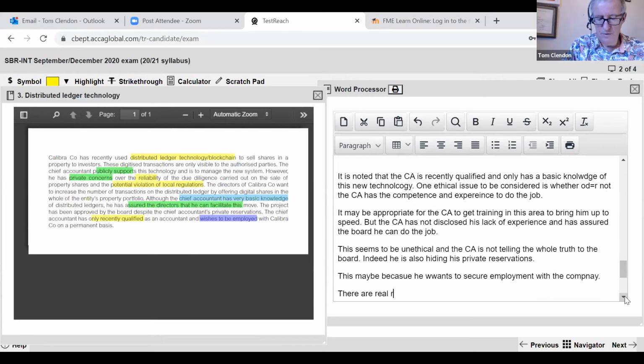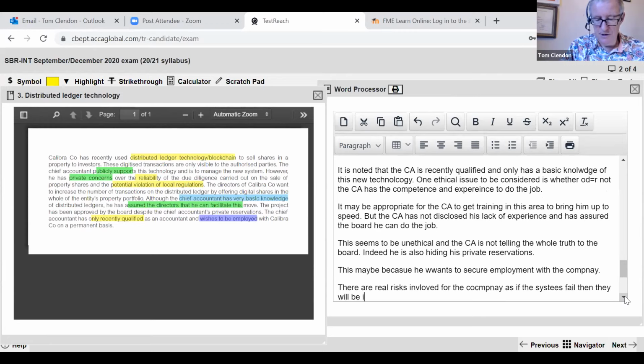There are real risks involved for the company, as if the systems fail, then they will be in breach of local law, of local regulations, and presumably fined or closed down.